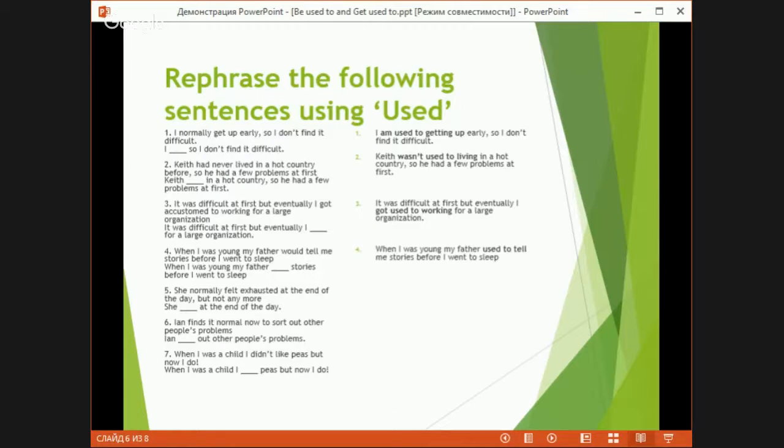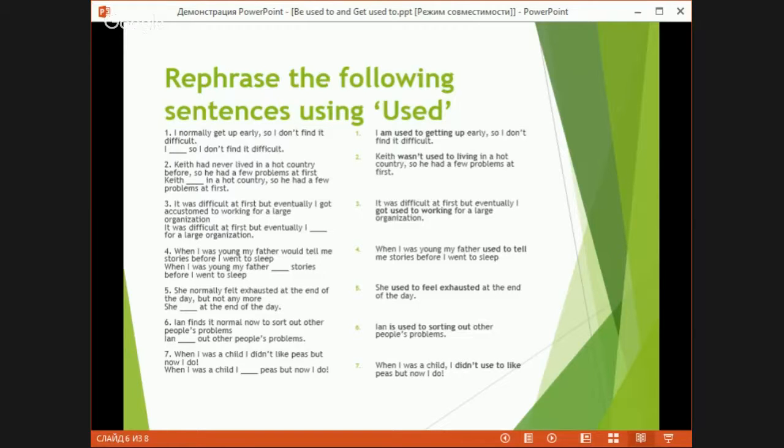When I was young, my father would tell me, or we can say here, used to tell me stories before I went to sleep. She normally felt exhausted, so she used to feel exhausted at the end of the day. In the past, it was a past habit. Jan is used to it, so he finds it normal, so he is used to sorting out other people's problems.